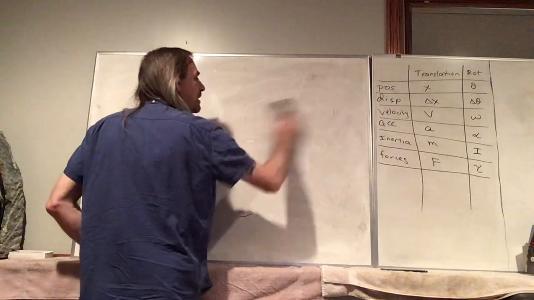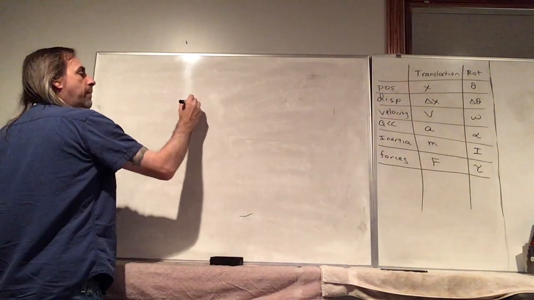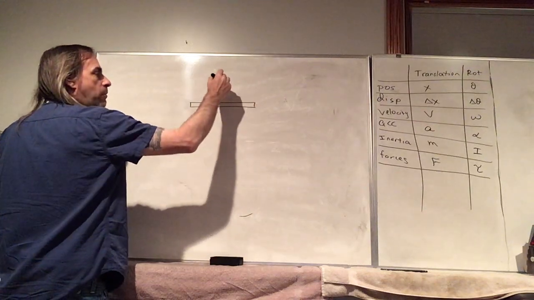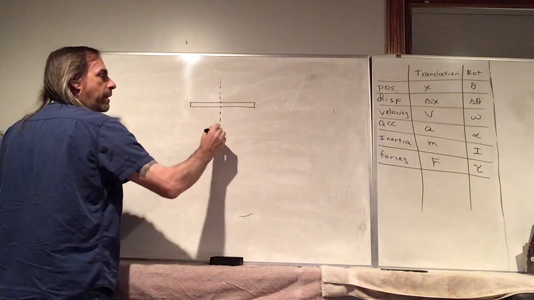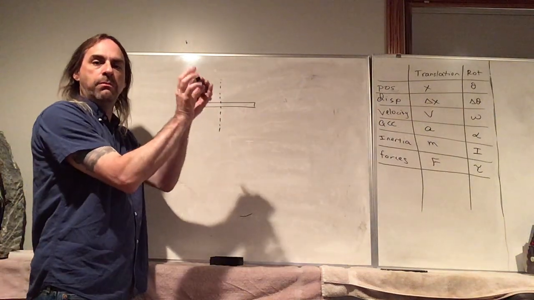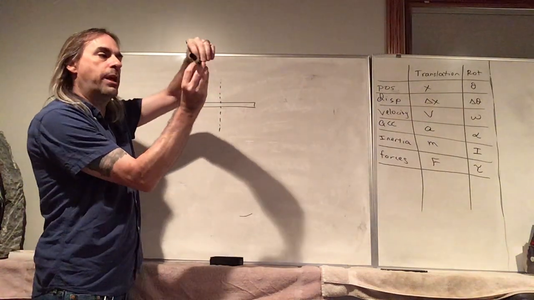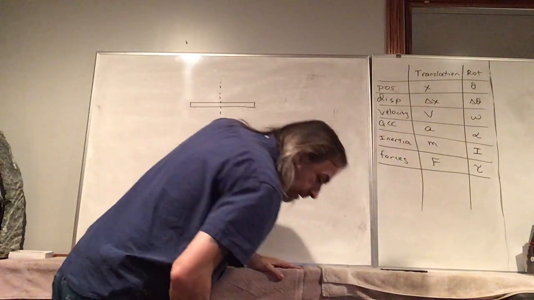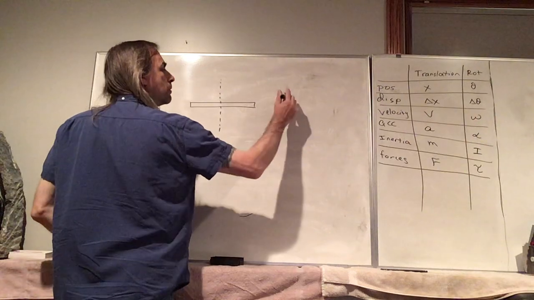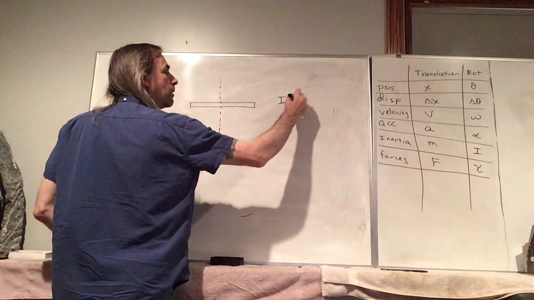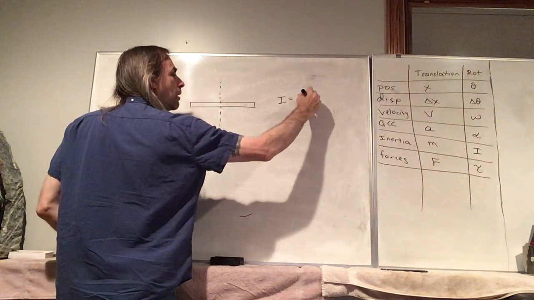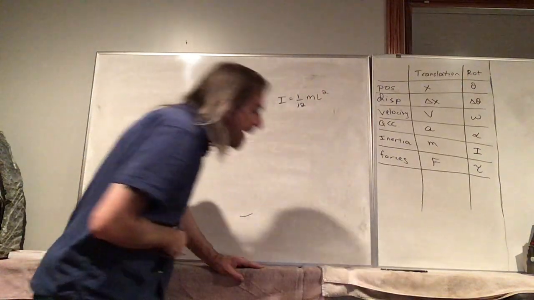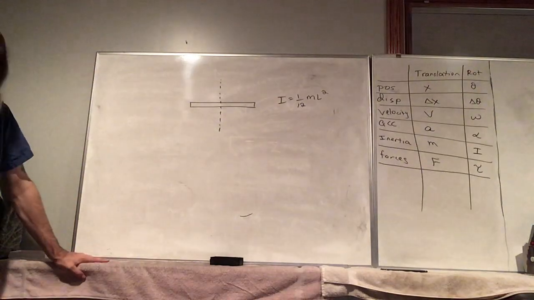Let's look at that example. So we have a thin rod. Let's say we rotate it about an axis like this. So it'd be like doing this. So it's rotating about the middle. And if we look that up, the moment of inertia, that'd be 1/12 the mass times the length squared.